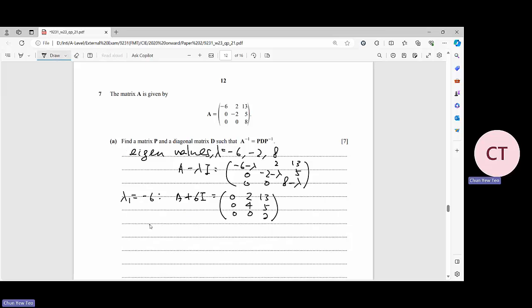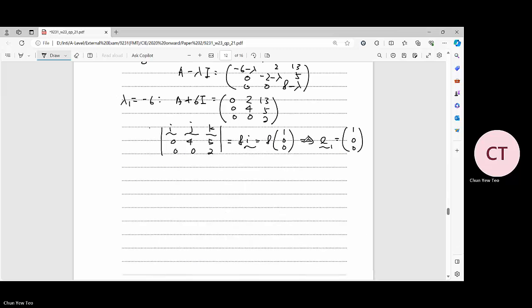Okay, so I will take the i, j, k. The second row values are 0, 4, 5. The third row is 0, 0, 2. And then just do the cross product, then you will get 8i. 8i means you can write it as 8, 0, 0, or 1, 0, 0. That means my eigenvector number 1 will be (1, 0, 0).